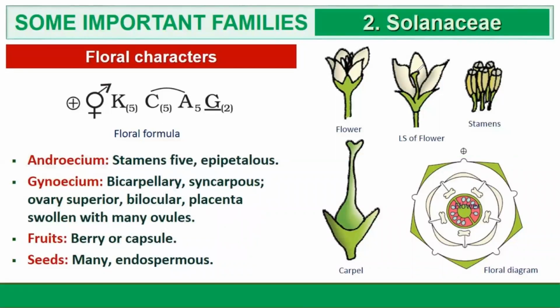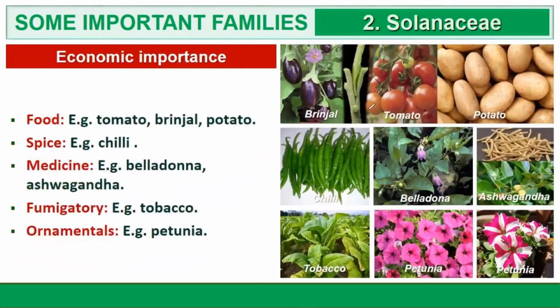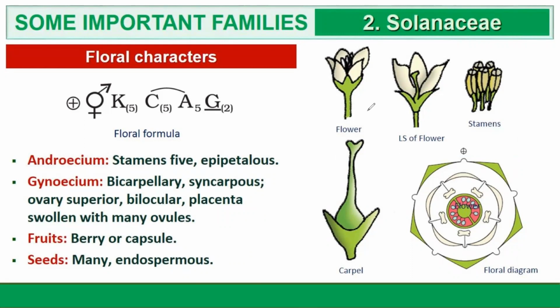Androecium, stamens are 5, epipetalous. Gynoecium, bicarpellary, syncarpous, that's why the bracket is given. Ovary superior, bilocular, placenta swollen with many ovules. Fruits usually berry or capsule. Seeds are many and endospermous. So now let's read about the floral diagram here. This sign indicates the mother axis to which the flower is connected to the plant, from where the flower is connected to the plant.